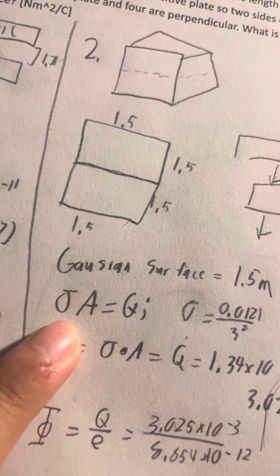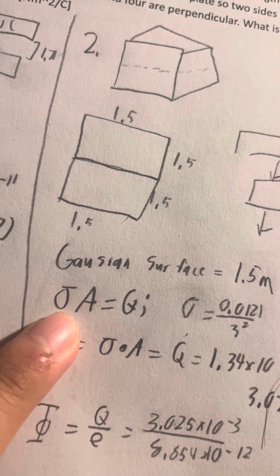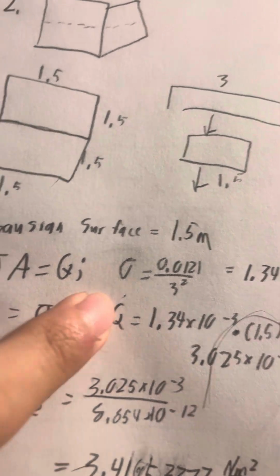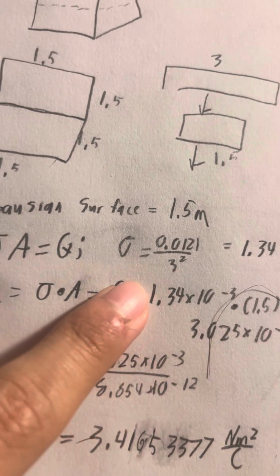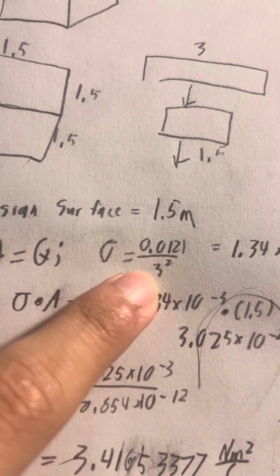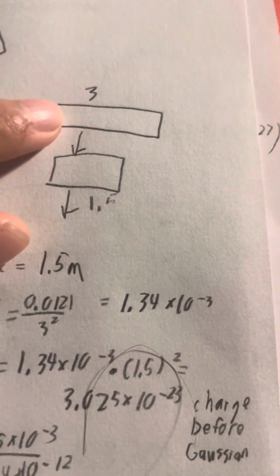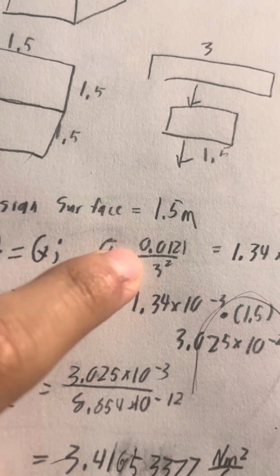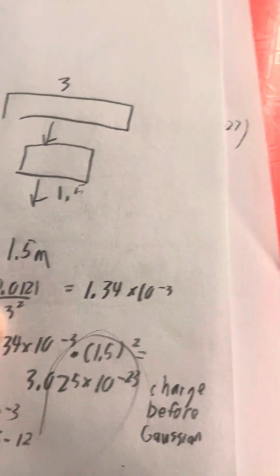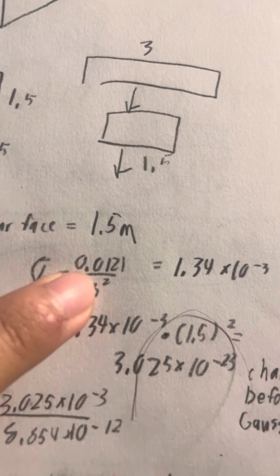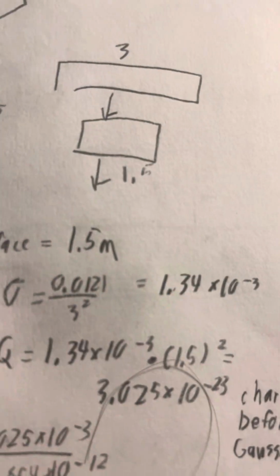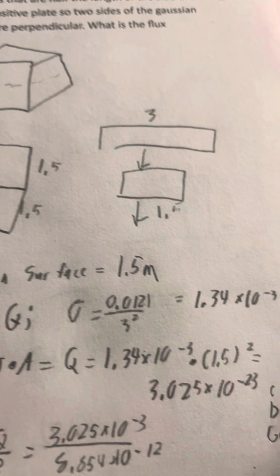We want to find the charge per unit area. Charge per unit area multiplied by area would give you charge. Inversely, charge per unit area is equal to charge over area. So we're looking at the initial plate here first, and that's where we're getting these numbers from. Q is the charge of the plate, which is 0.0121, over 3 squared, which would be the area, and we get 1.34 times 10 to the third C.